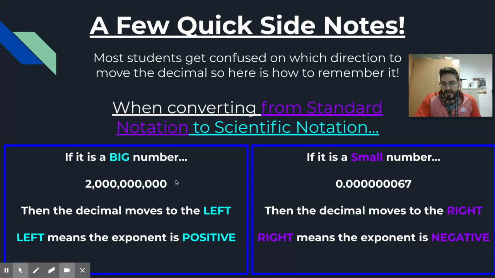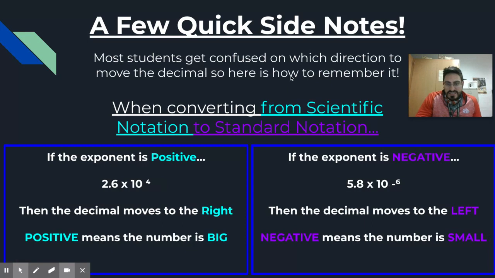But if you think about it, to make it in scientific notation, you have to move the decimal to the left to get it here. So when you're converting from standard to scientific notation, you're going to move it left if it's positive. On the flip side, if it's a really small number, less than 1, then you're going to move this decimal point to the right to get it between those 2 digits. So on a small number, you're going to have a negative exponent and you're moving it to the right.